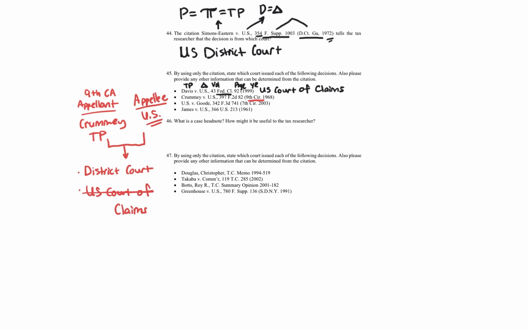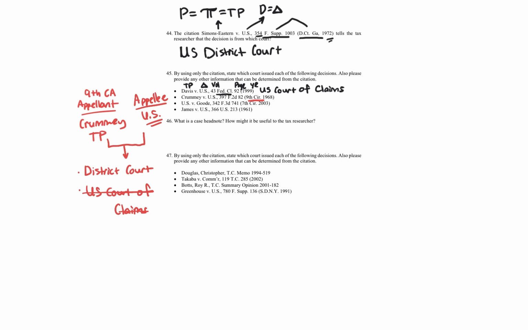So that means that it originated in the district court somewhere in the 9th Circuit. We don't know where because the 9th Circuit's quite large. Multiple states, Oregon, Washington, California. We can't tell from this citation, but we know that it originated in some district in the 9th Circuit.